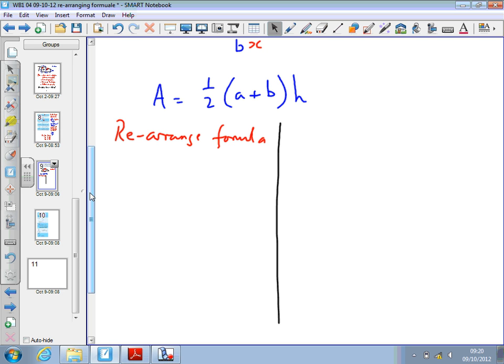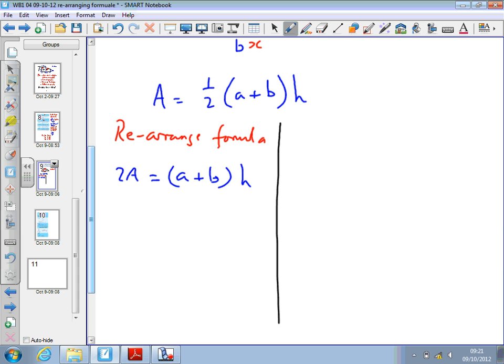Times by 2 to get rid of the half, right. Remember, finding half of something is the same as dividing by 2, so multiply by 2, and I'll have 2A equals A plus B times H. So that looks better. Now what? Somebody else, at the back, what would you do next? And remember, we want to leave B on its own on the right-hand side. So what's the next thing to get rid of?